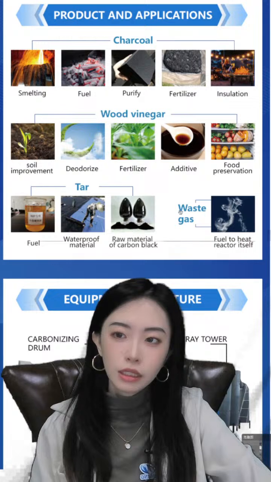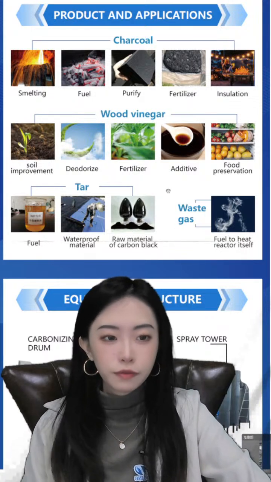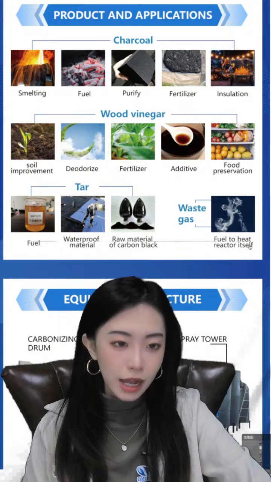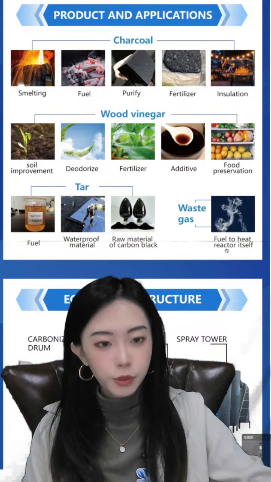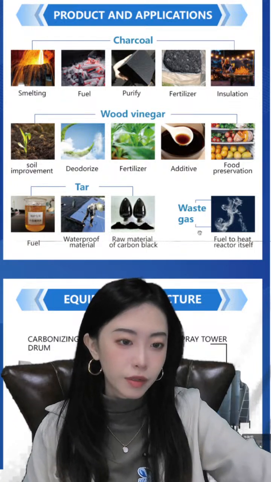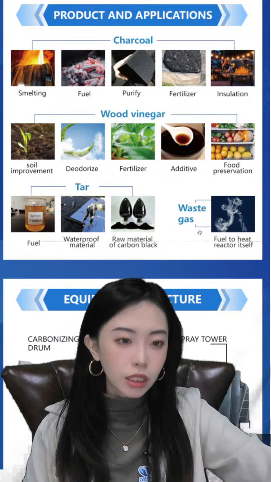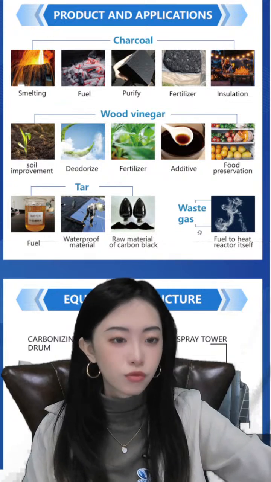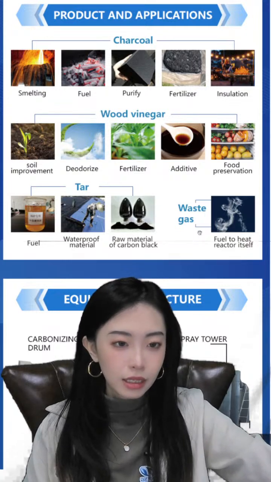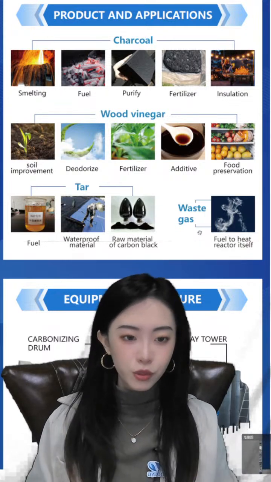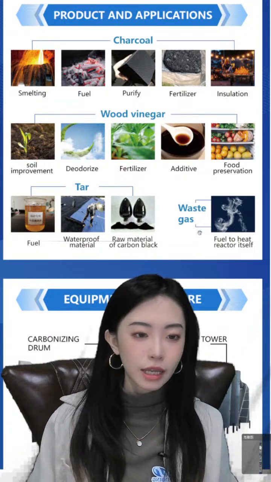And also the waste gas, the tail gas we have introduced, can be used as fuel to heat the reactor itself. It will go through a purification system, or we call it the buffer tank. Then it will come to the hot wind furnace and the dryer. These two devices will both use this waste gas, so we don't need much extra gas to burn, and it can save our heating energy.